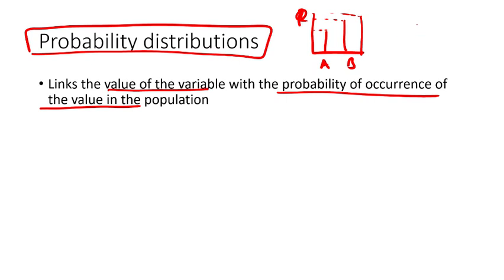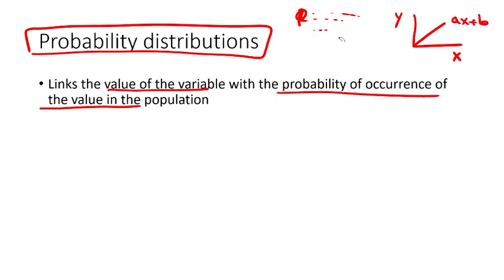But from mathematics, we know that, for example, if I give you the x and then the function, you can draw how it looks like. You can draw it this way: y equals ax plus b. But in probability distribution functions, the y-axis is not a function. This one is the probability and this part is the events.